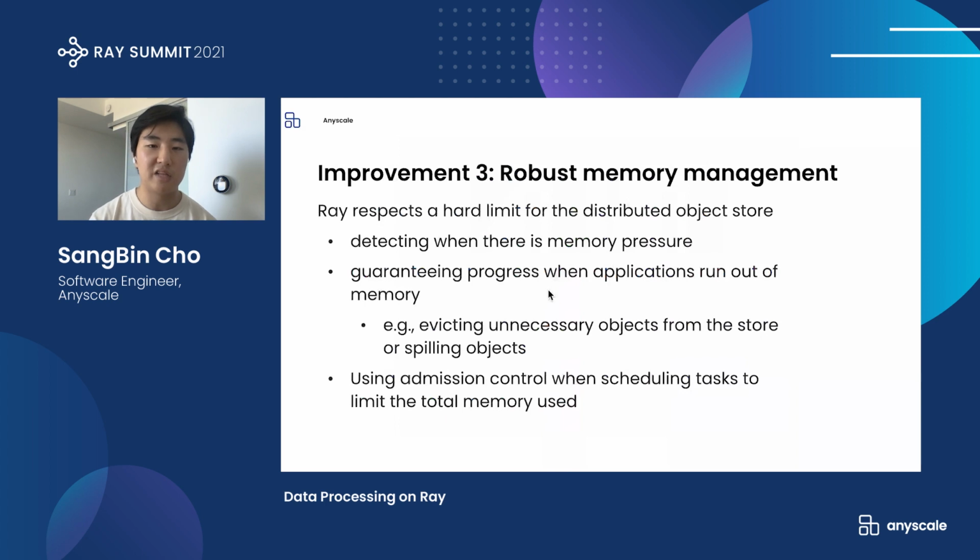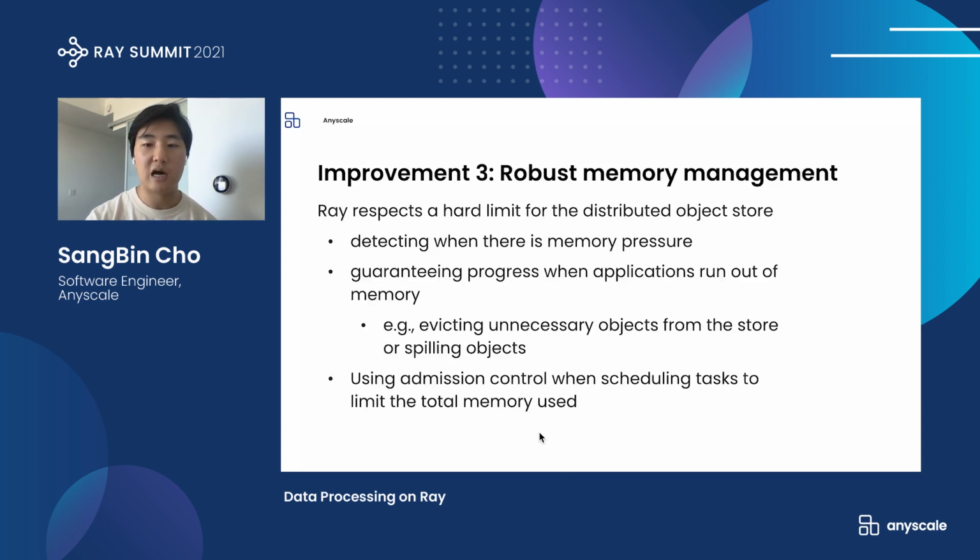The last improvement I'll demonstrate is how we improved our memory management layer. In summary, now Ray respects a hard limit for the distributed object store and takes smart actions based on this situation. This means there are three improvements we've made. First, we can now detect when there's memory pressure. And second, based on this information, we can actually guarantee progress when applications run out of memory by taking actions that are needed to make more space. For example, we can evict unnecessary objects, or we can spill objects that are not used right now.